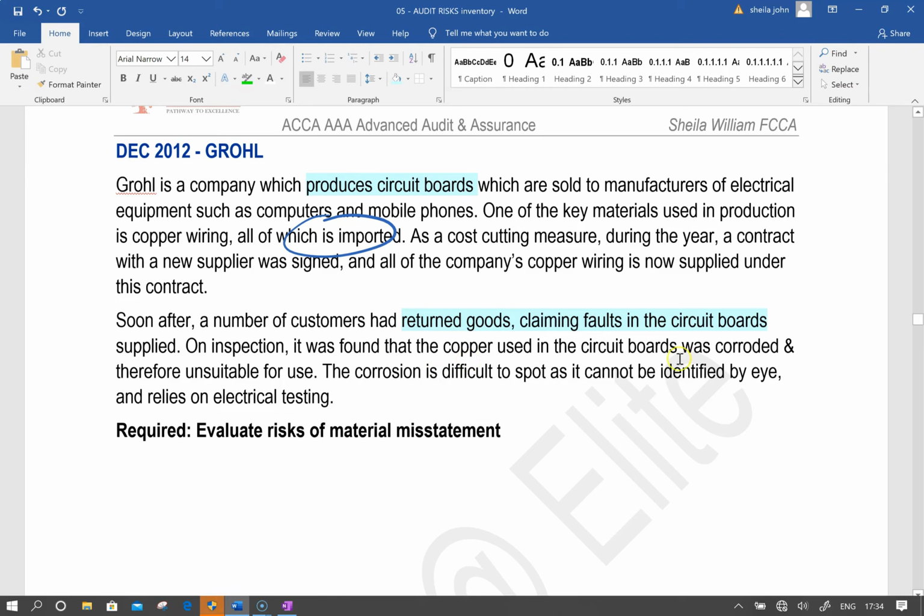I don't think so, because it says here that the copper used in the circuit boards was corroded and unsuitable for use. I don't think we'll be able to sell it. I don't know whether we'll be able to sell it as scrap. That's possible. So how are we going to write it out?